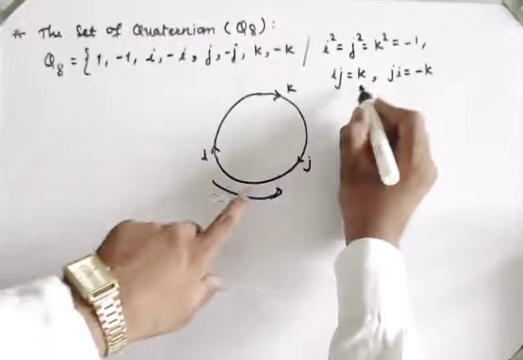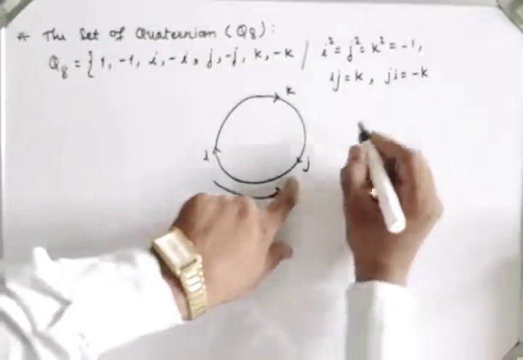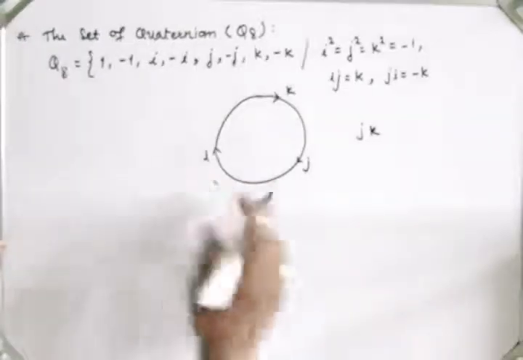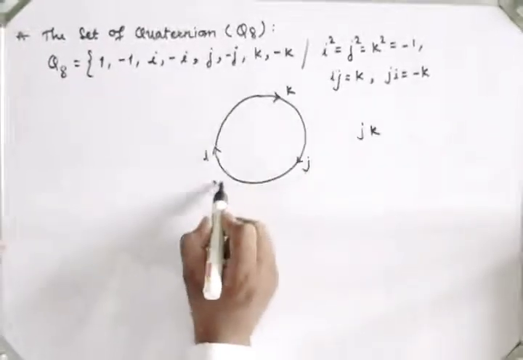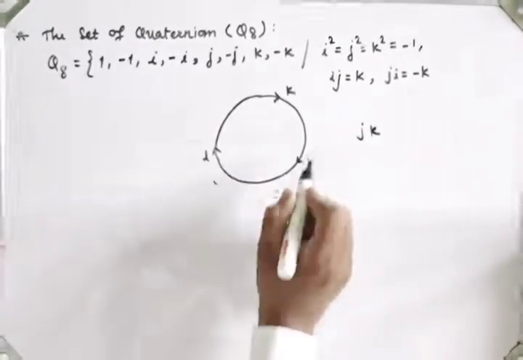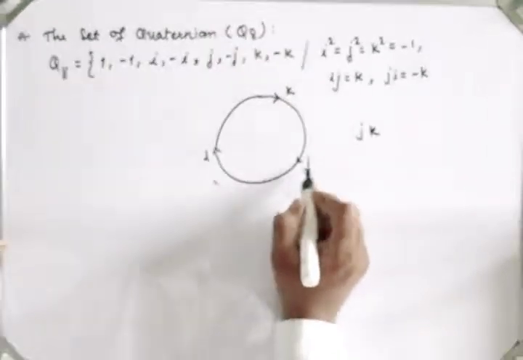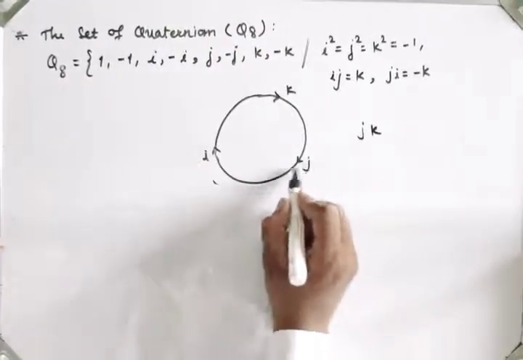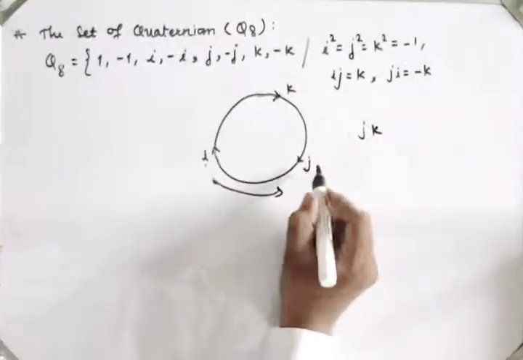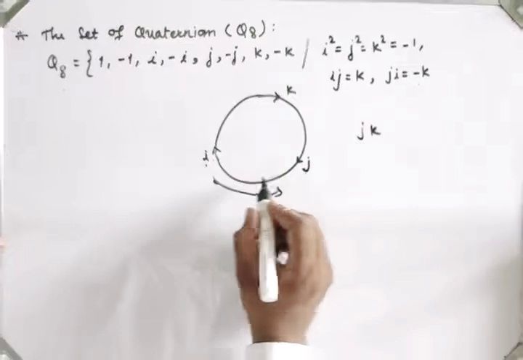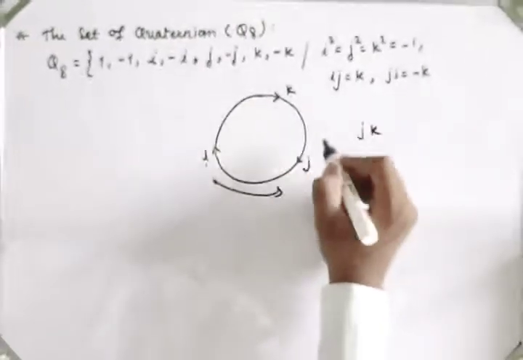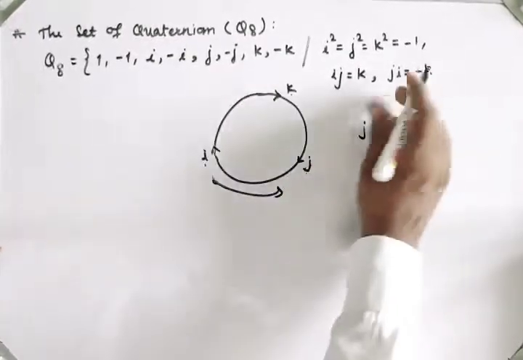This is for I into J is equal to K. For the clockwise direction, J into I is equal to minus K, and for anti-clockwise direction, I into J is equal to K. So J into K is equal to I, and K into J is minus I.